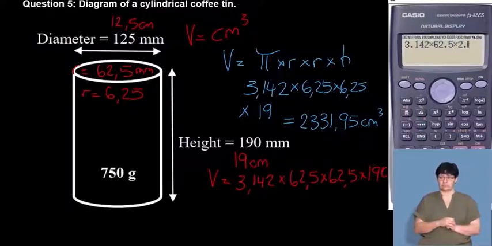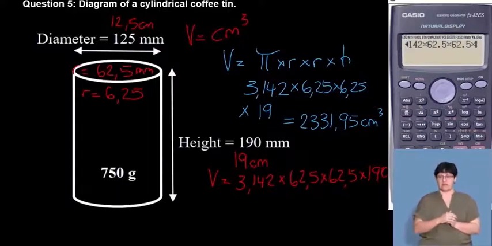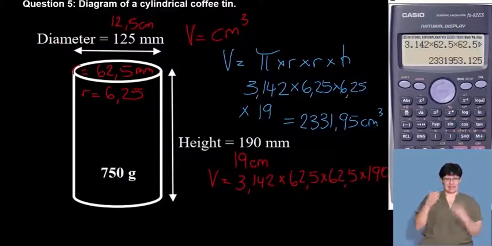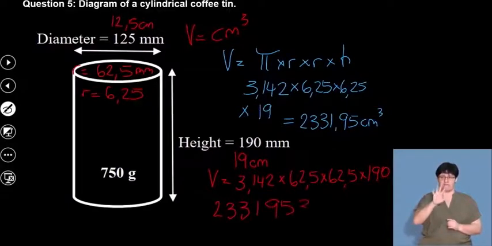Keep leaving out numbers. Good thing I'm checking. Times 62,5 times 190. Okay, and now I get a number of 2331,953, comma, and there were decimals, and that's millimeters cubed.